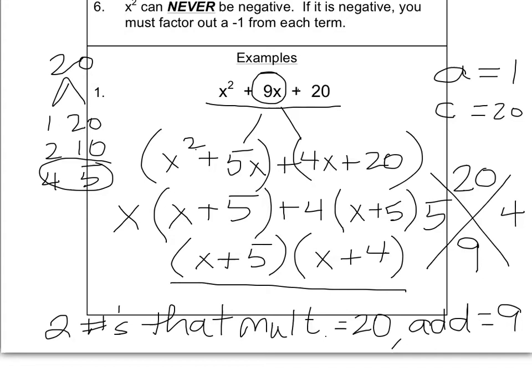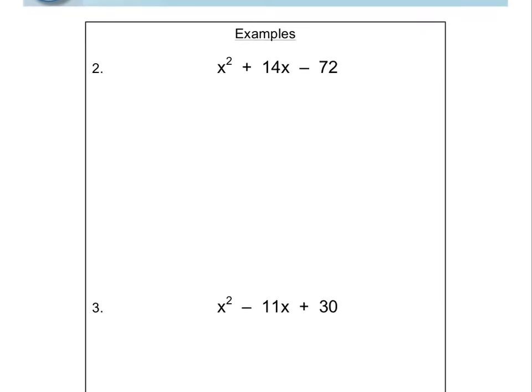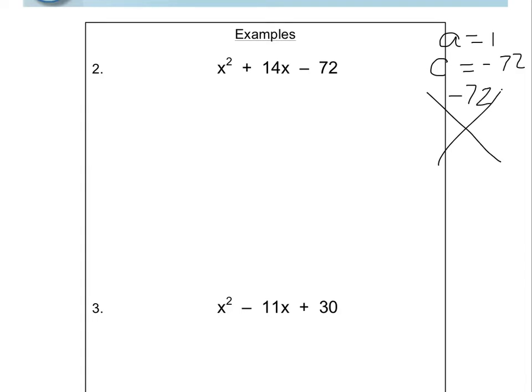Okay, let's take a look at the next example, number 2. We've got x squared plus 14x minus 72. Now things are a little bit different because they're not all positives. So I need to take a is 1, c is negative 72. A times c is negative 72. So I need factors of negative 72 that add to the middle term, which in this case happens to be 14.